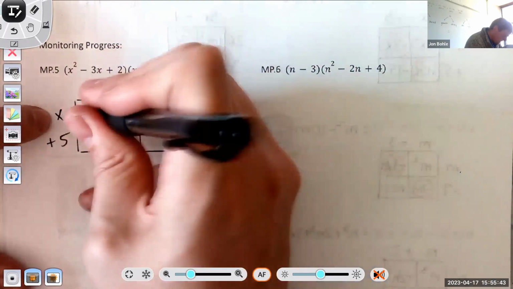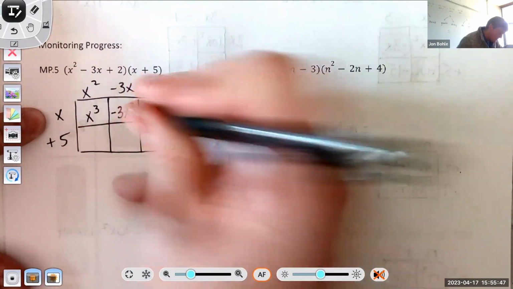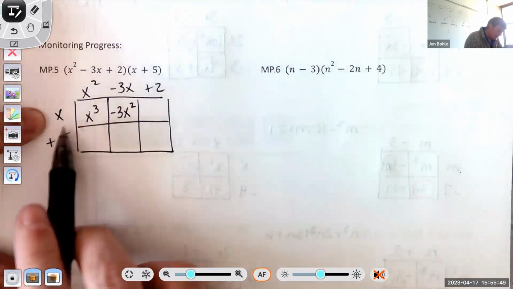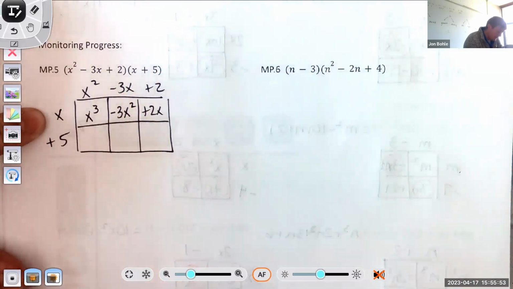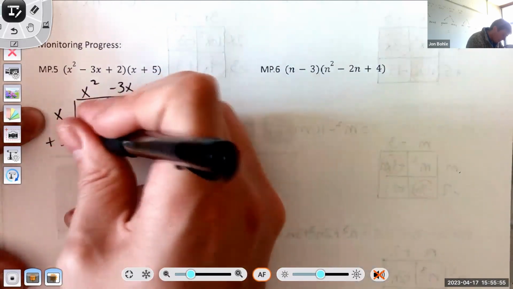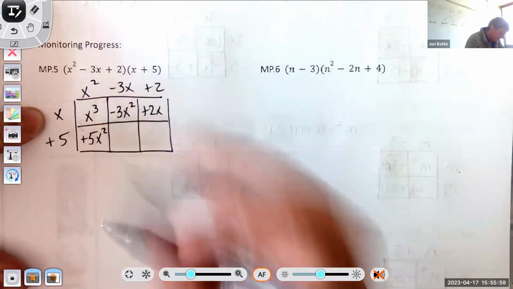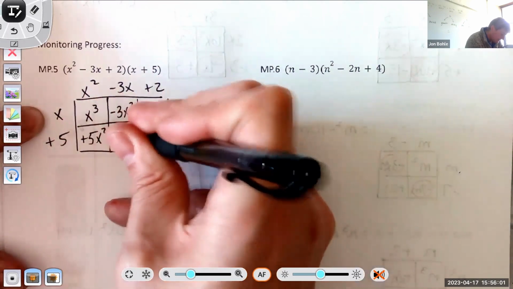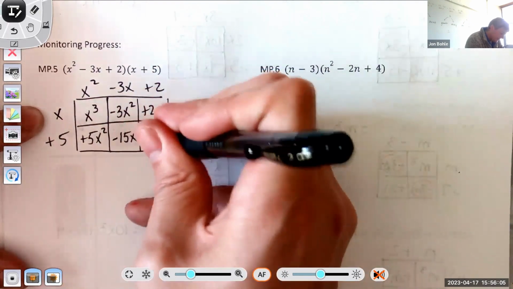X times x is x cubed. X times negative 3x is negative 3x squared. X times 2 is 2x. 5 times x squared is 5x squared. 5 times negative 3x is negative 15x. And 5 times 2 is 10.